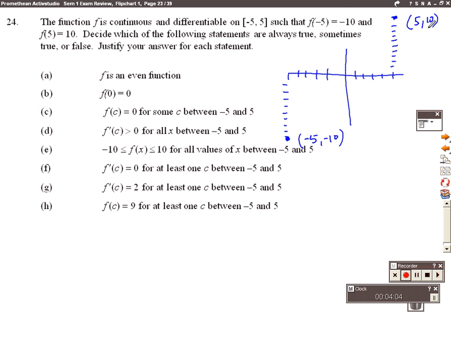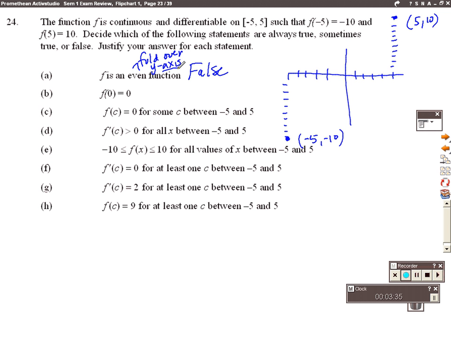F is an even function. Well, we know that has to be false, because if f were an even function, then the graph would fold over the y-axis. If anything, this function could possibly be odd because we have a reflection over the origin. So this is false. This function can't be even. Decide which of the following statements are always true, sometimes true, or false.